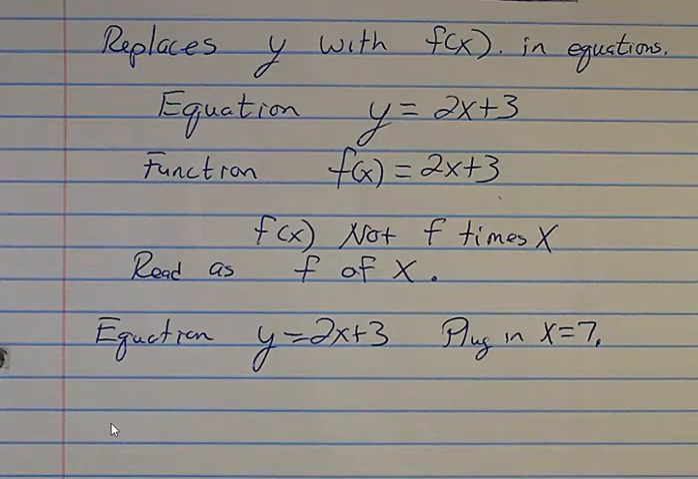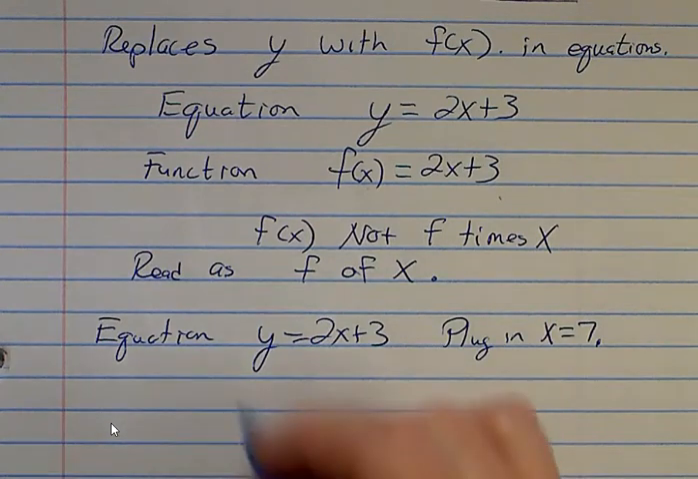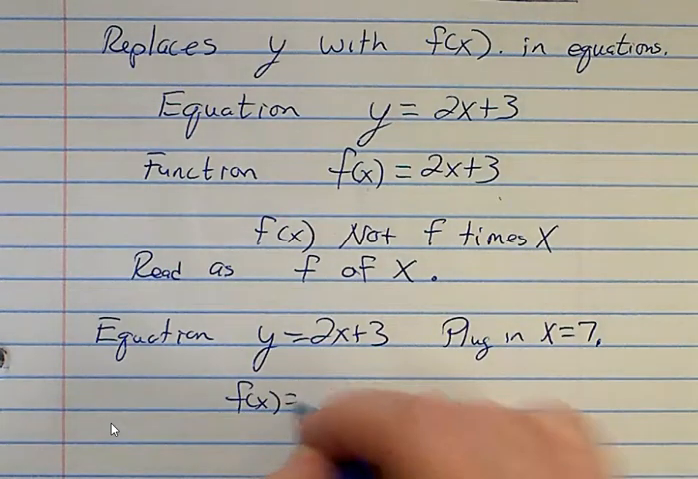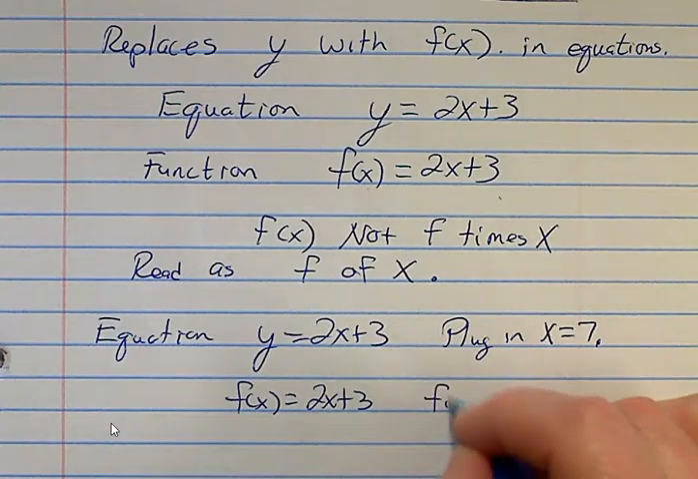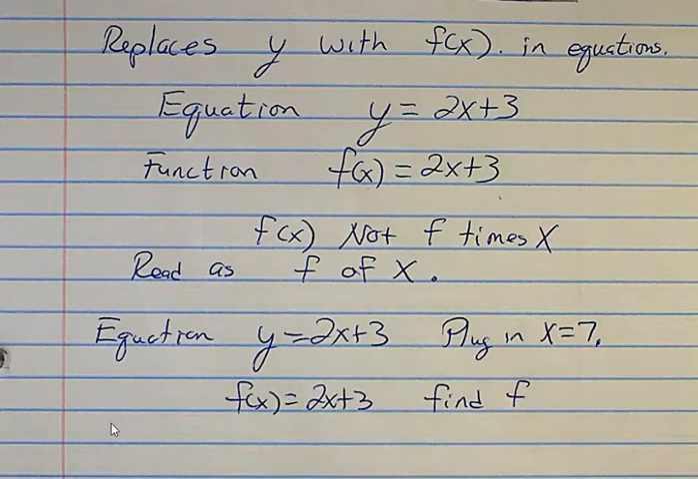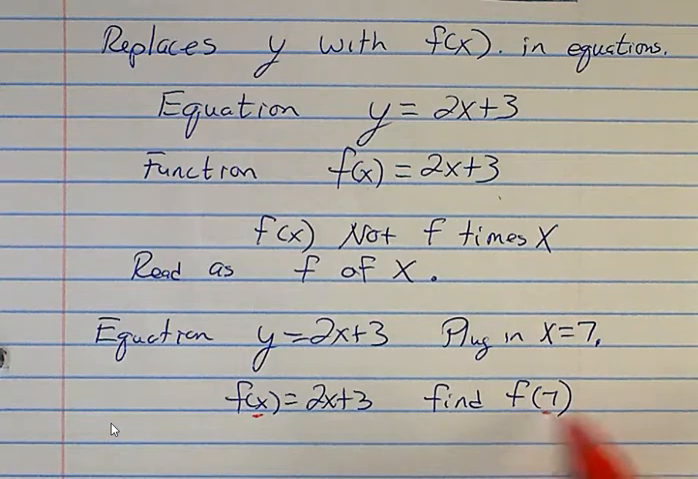All right, and for functions, it's a little bit of a shortcut. They're going to tell you that you've got f of x equals 2x plus 3, and they're just going to tell you to find f of 7. Where you would normally put the 7 here, you just put the 7 there. All they're doing is taking out this x and replacing it with 7, just like you would here.